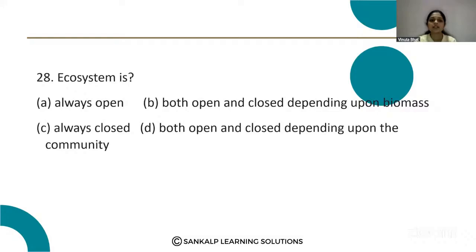Question number 28. Ecosystem is option A, always open. Option B, both open and closed depending on the biomass. Option C, always closed. Option D, open and closed depending upon the community.